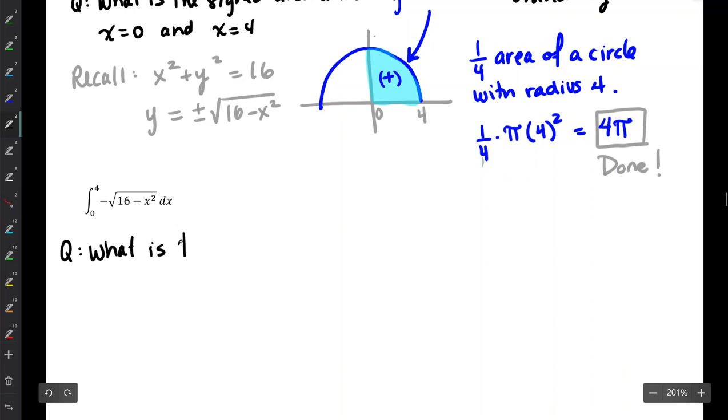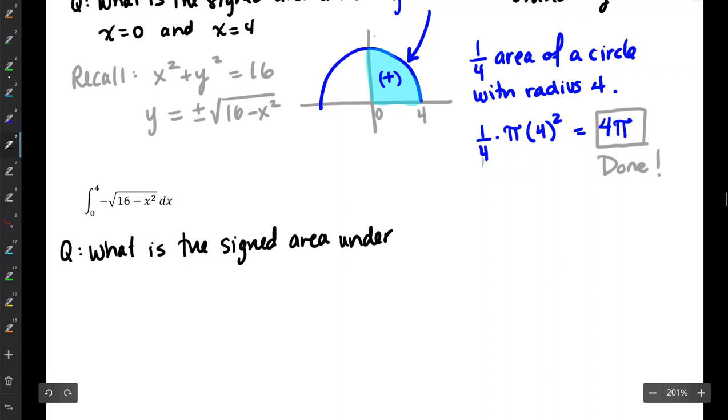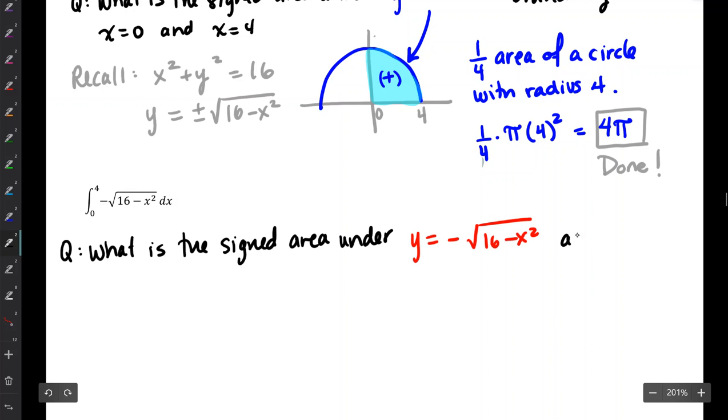What is the signed area under this curve, the negative square root of 16 minus x squared, as x goes, we can say as x goes from 0 to 4, I'm going to be consistent with my language, I'm going to say bounded by x is 0 and x is 4. I'm going to leave it to you to draw.